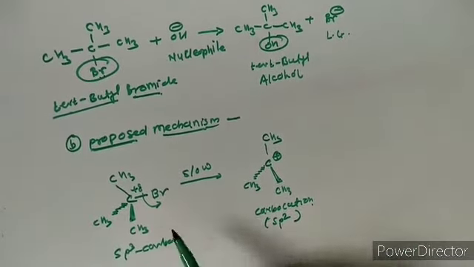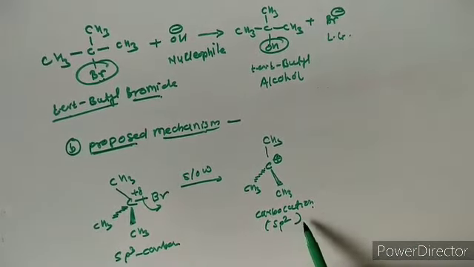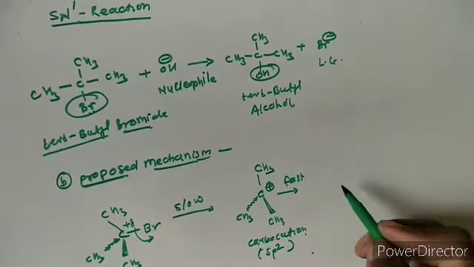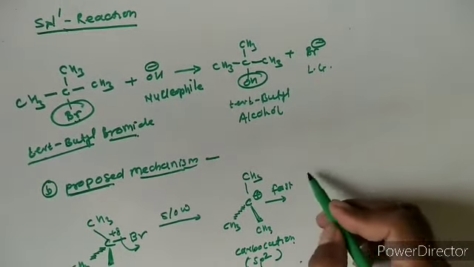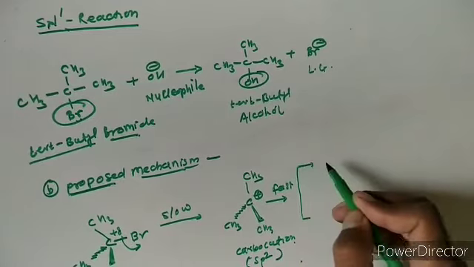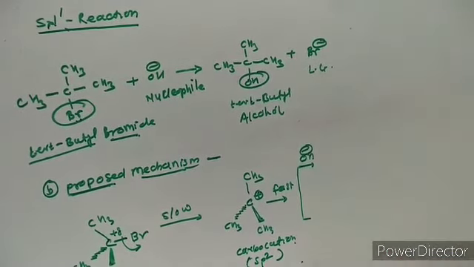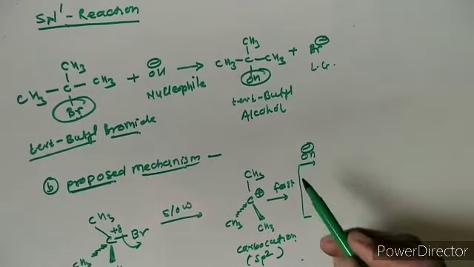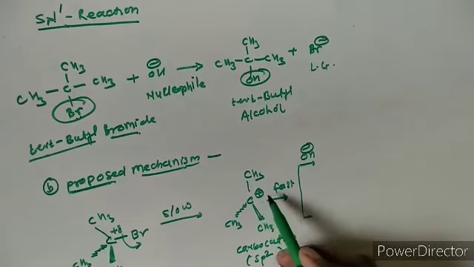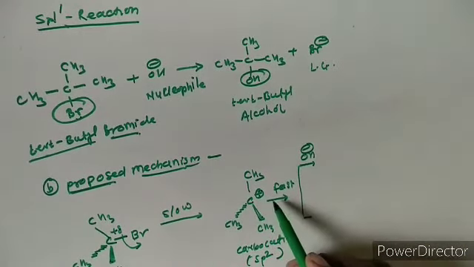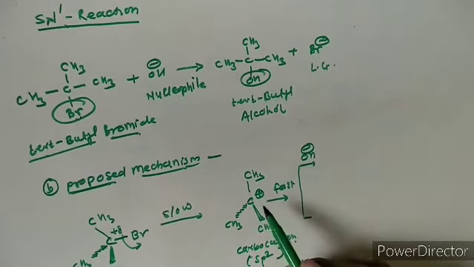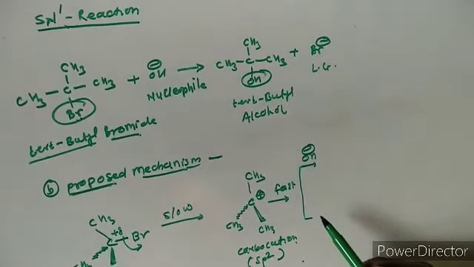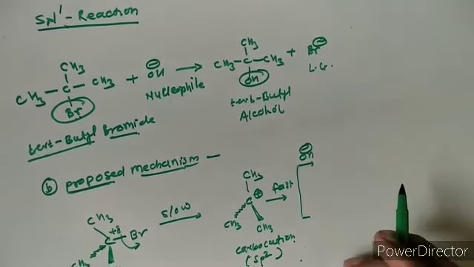Okay, so hybridization changes from sp3 to sp2 in the fast step. After this there is a fast step, where the nucleophile can attack. As we know, the sp2 carbon has planar geometry, so the nucleophile can attack from both sides. Both sides means the front side, where the leaving group was, and the opposite side of the leaving group. So there are two possibilities of attack by the nucleophile, front side as well as back side.